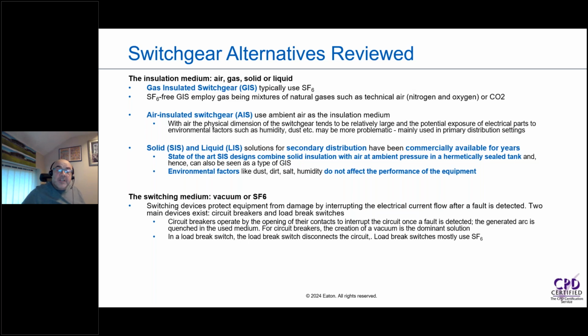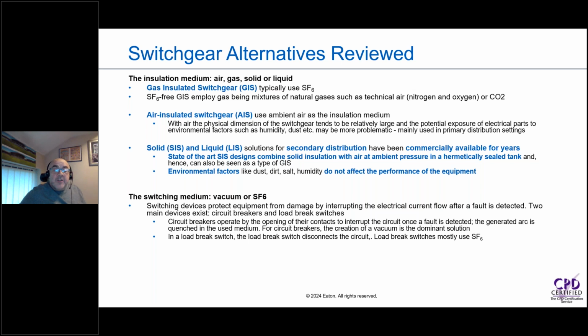And then air insulated switchgear systems use ambient air as the insulation medium, so no special mix or blend. It's the natural air that we all breathe every day, with the air taking into account the physical dimension of the switchgear. It's because the dielectric isn't as good as natural air compared to some of these systems. They can be relatively larger, typically at that 36 kV level upwards.